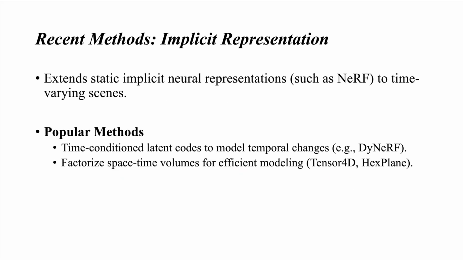A major line of work extends implicit neural scene representations, such as NeRF, to dynamic scenes. These methods model time-varying appearance and geometry by adding temporal information to the representation. For example, some methods use time-conditioned latent codes to capture temporal changes, while others factorize space and time into compact structures, such as Tensor4D or HexPlane.